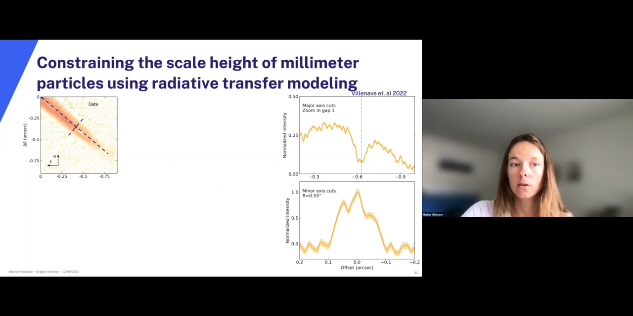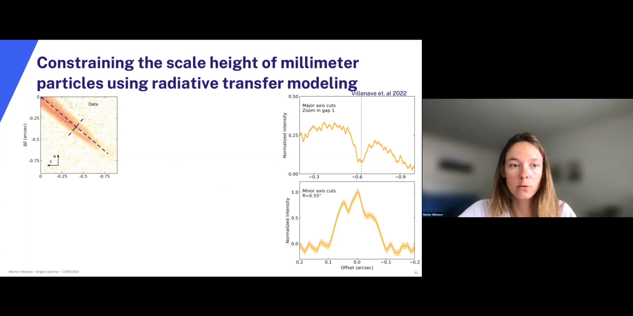And at the bottom, you have what the cut along the minor axis looks like at the position where we did it, and where we see that it has 3 peaks. The 2 outer peaks correspond to the outer ring, while the inner peak would correspond to the inner ring. And the fact that we can see the 3 peaks is the constraint we're going to use to determine the height of the emission for the disk.